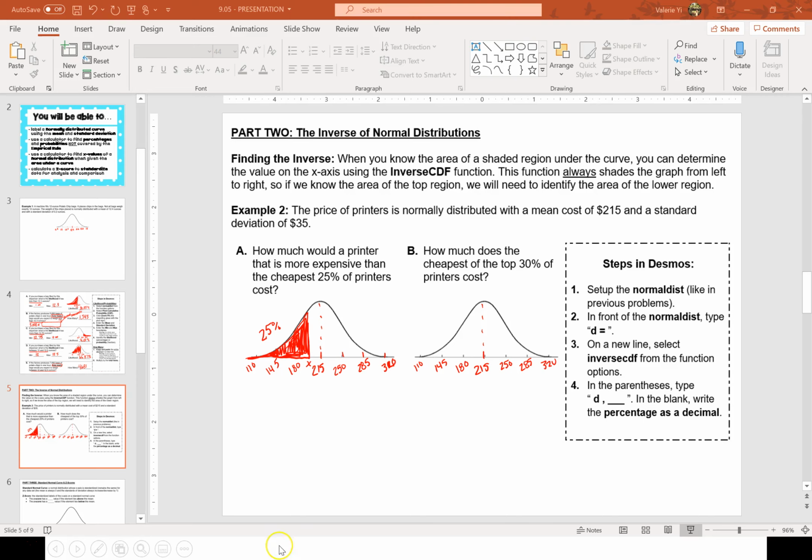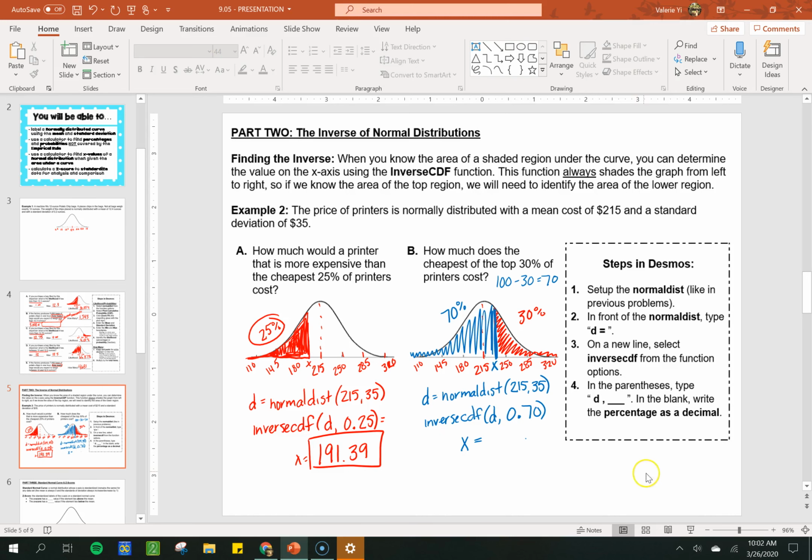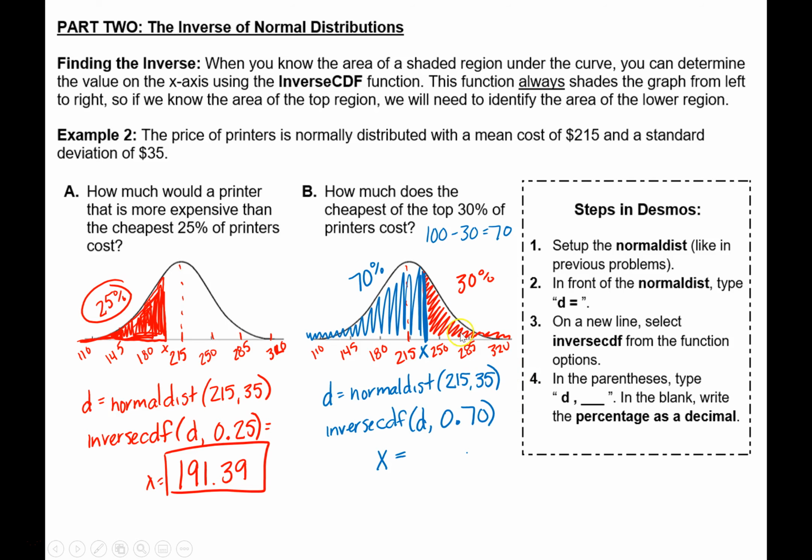Okay, so let's put all of that in so we can see what we get. We have exactly the same problem as we just did, except for this is a 70%, so that's a 0.7 there, and that calculated very quickly for us that our x value for the cheapest of the top 30% of printers is going to cost $233.35. Because again, remember these are x values, and the x values in this problem are dollars.